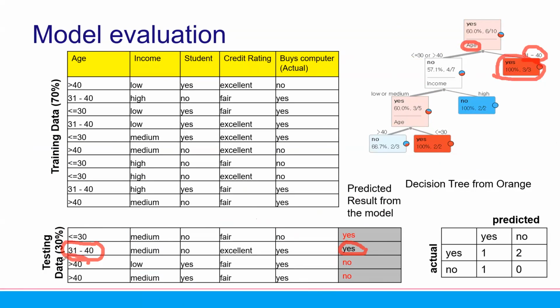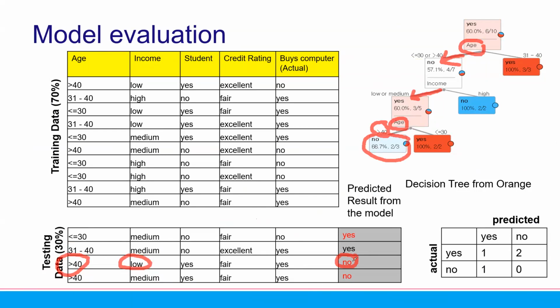What about next? Higher than 40. Age is higher than 40. Okay, we go to this side. And then let's check the income. Okay, the income is low. And then check again the age. The age is higher than 40, then the result is no. So we put no as the predicted result.